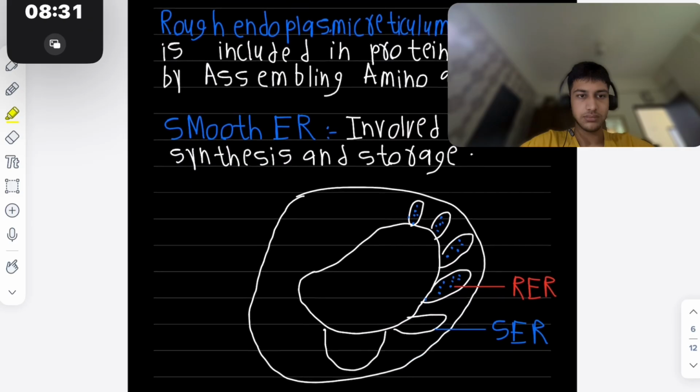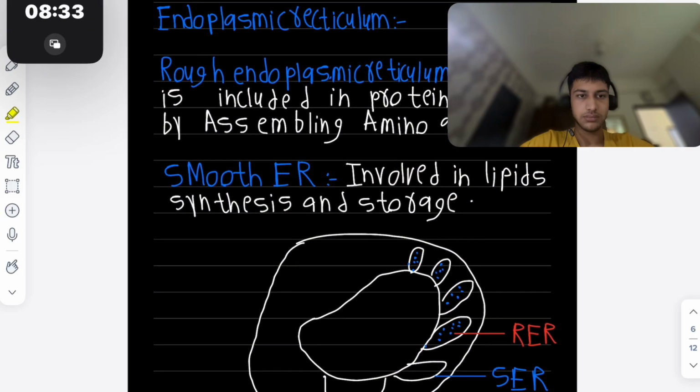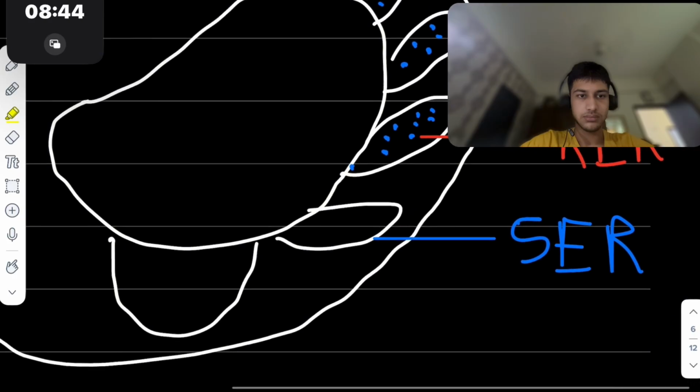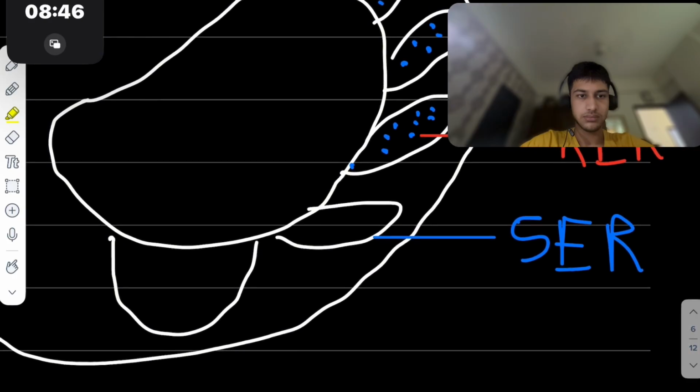Now we have the endoplasmic reticulum. So the endoplasmic reticulum, we have two types. First we have the rough endoplasmic reticulum, then we have the smooth endoplasmic reticulum. You can see over here that this is the rough endoplasmic reticulum. It has small dots on it, and then you have the smooth endoplasmic reticulum.